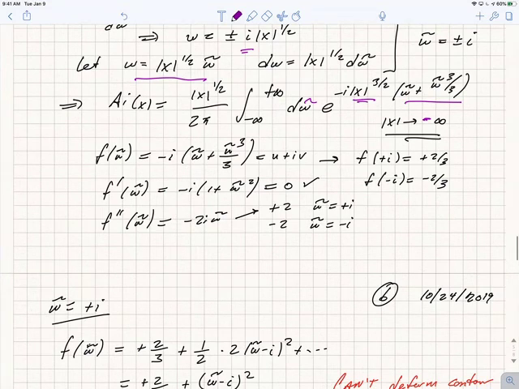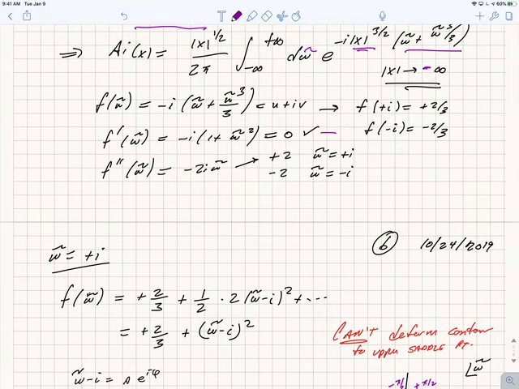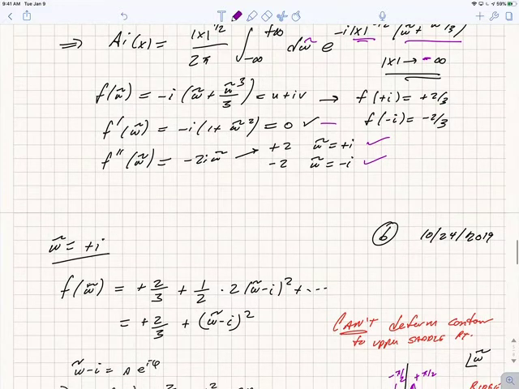We do what we did last time. We look at the value of this function, u plus iv. The critical points in omega tilde are plus or minus i. At plus i, f has the value plus 2/3. At minus i, it has the value minus 2/3. The first derivative vanishes because that's the condition for a critical point. The second derivative is minus 2i omega tilde, similar to what we had before. The second derivative is plus 2 at omega tilde equals plus i, and minus 2 at omega tilde equals minus i.